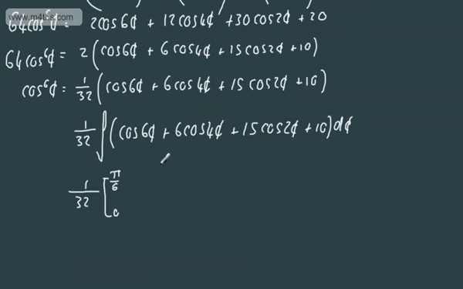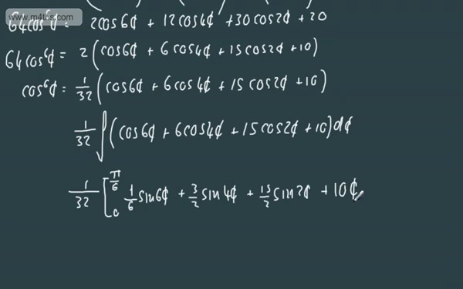So now if we're integrating cos 6 theta, that's going to give me 1 over 6 sine 6 theta. Integrating 6 cos 4 theta is going to give me plus 6 over 4 or 3 over 2 sine 4 theta. Integrating now 15 cos 2 theta will give me plus 15 over 2 sine 2 theta. And integrating 10 with respect to theta is going to give me plus 10 theta. So all we need to do from here is simply evaluate, okay? So we need to evaluate from here.